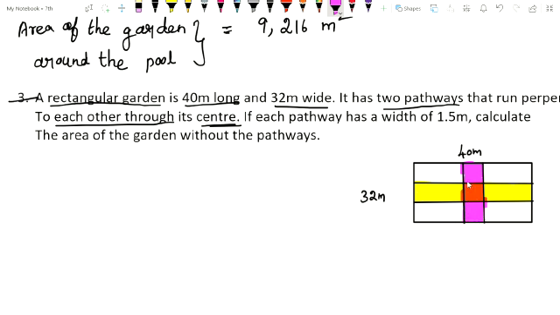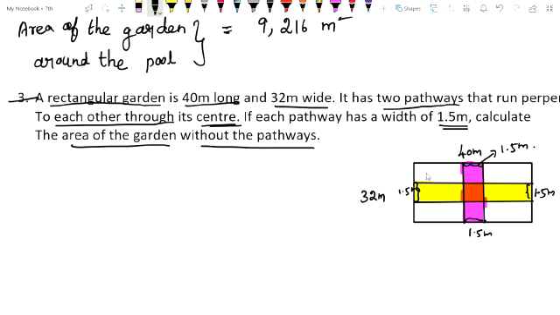This is another pathway. Okay. If each pathway has a width of 1.5 meter, this distance is 1.5 meter, here also 1.5 meter, and here also 1.5 meter. Okay, the width is 1.5 meter. So, calculate the area of the garden without the pathways.